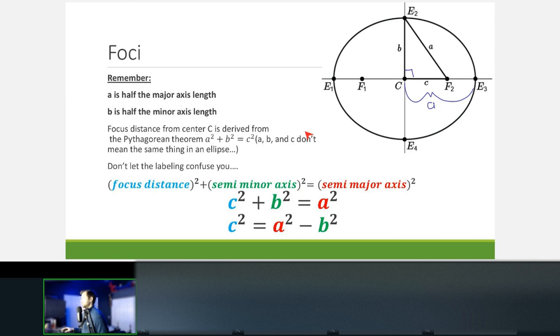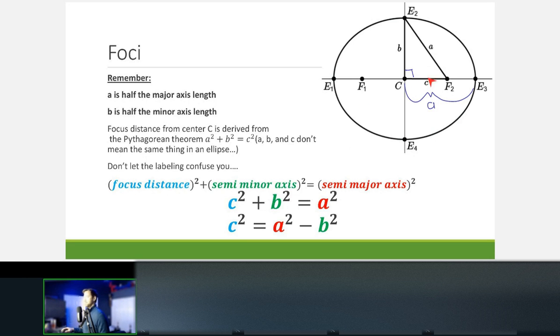And because of that, we can use the Pythagorean theorem. Remember how we have a squared plus b squared equals c squared? But don't confuse the Pythagorean theorem, a squared plus b squared equals c squared, with this. These are not the same variables as an ellipse's labeled a, b, and c. They are different. We all know from geometry that it's the two legs, a squared plus b squared, equals the hypotenuse squared. And that's why I wrote it out like this.